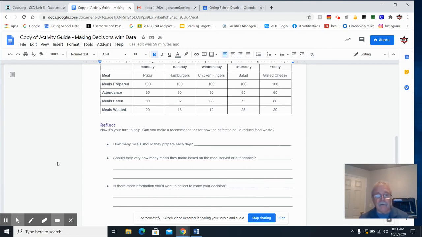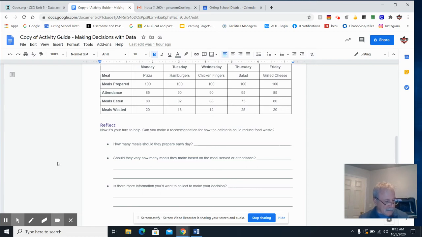If you said 88, you're right. 88 seemed to be the answer that the people who made the informational chart felt they needed per day. 88 meals per day. Should they vary how many meals they make based on the meals served or the attendance? Which one do you think? Personally, I think it should be both.